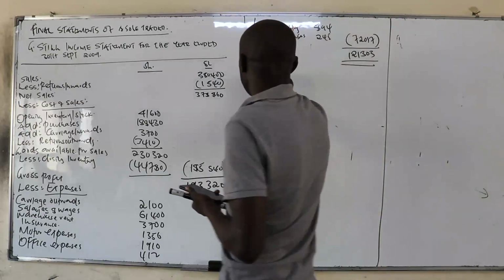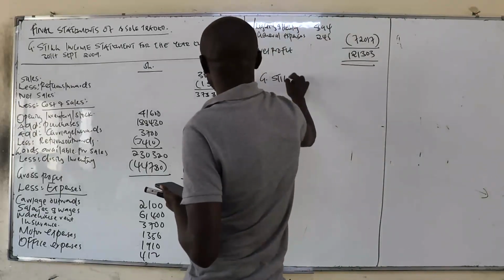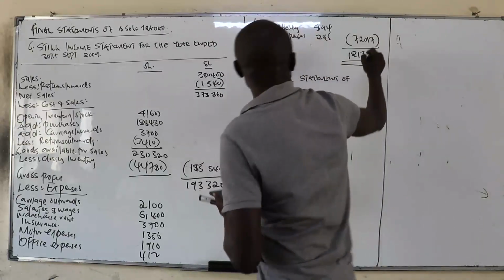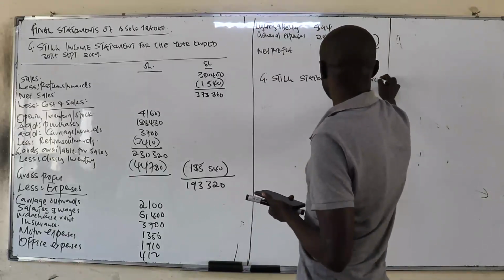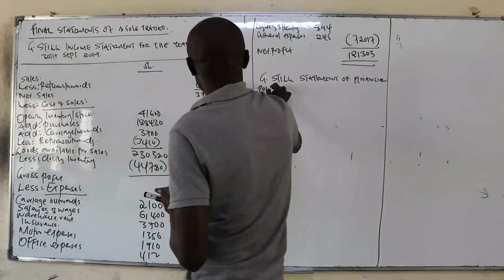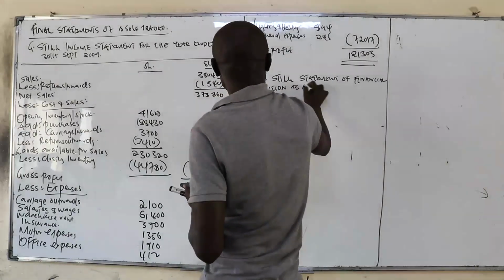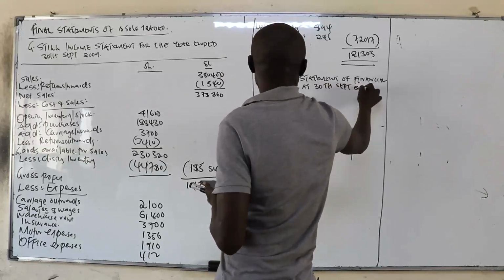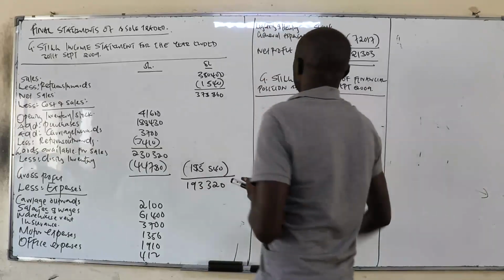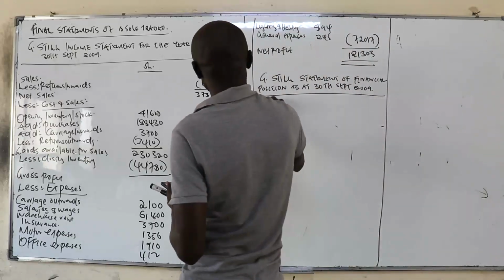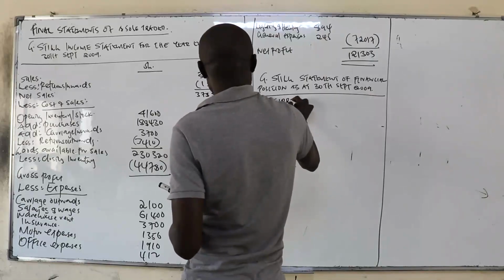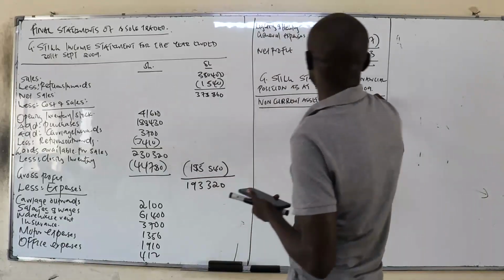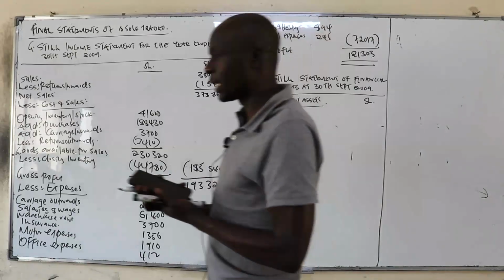Then now we come here and prepare, we write here G Steel statement of financial position as at 30th September 2009. We start here with the non-current assets. Then here we have shillings. So we identify non-current assets and we record them.